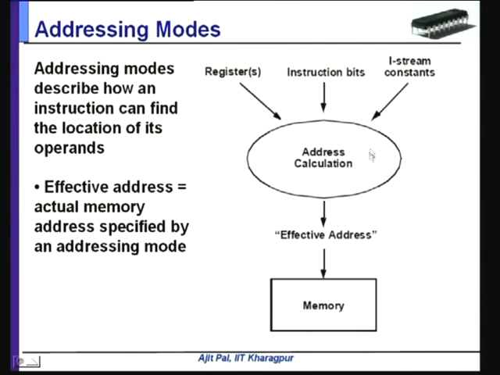That effective address calculation may involve reading some value from a register and some part of the instruction that can be used to compute the effective address. Later on I shall discuss how the effective address is calculated in various situations or in different addressing modes. Effective address is essentially the actual memory address specified by an addressing mode. The mechanism by which the effective address is calculated varies from one addressing mode to another.